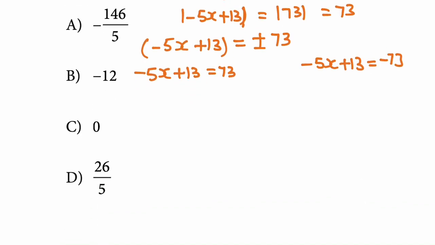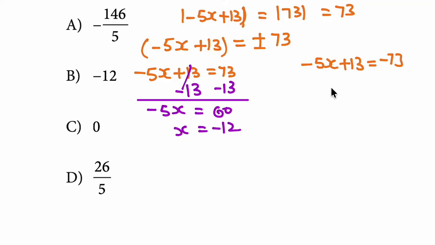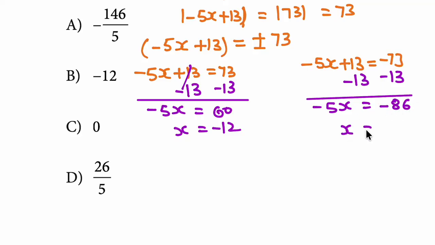Okay, let's calculate for x. Now subtracting 13 on both sides, I'm solving the first one. So this is cancelled and negative 5x is equal to 60. So x is equal to negative 12. Now let's solve this one. Subtracting 13 on both sides. So negative 5x is equal to negative 86. Now dividing by negative 5 on both sides, it's 86 by 5.